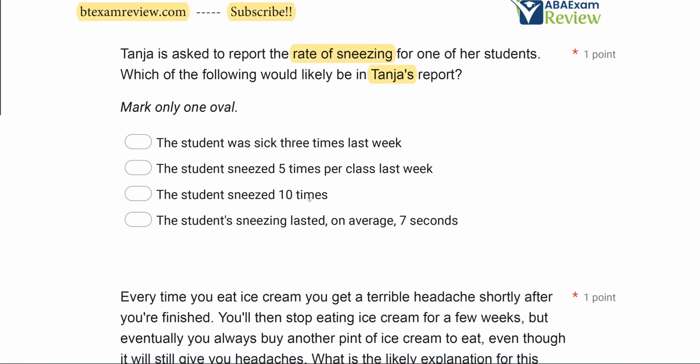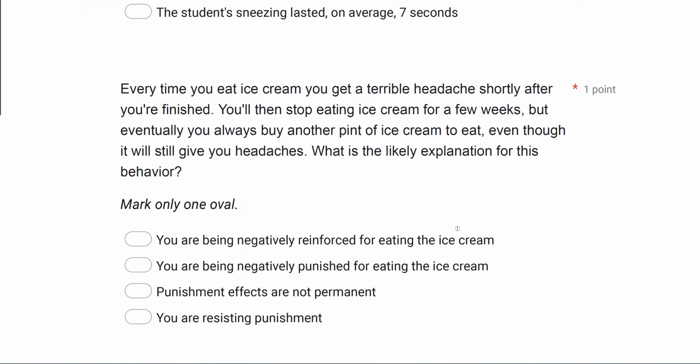C, the student sneezed 10 times. What are we missing with C? Well, we're missing the time component. We have frequency, but for rate, we need frequency over time. So C is out. And then D, the student sneezing lasted on average 7 seconds. What are we measuring here? Well, first we're measuring an average, but we're measuring an average duration. The 7 seconds is our duration. So the only answer where Tanya is reporting rate is going to be B. The student sneezed 5 times per class last week.